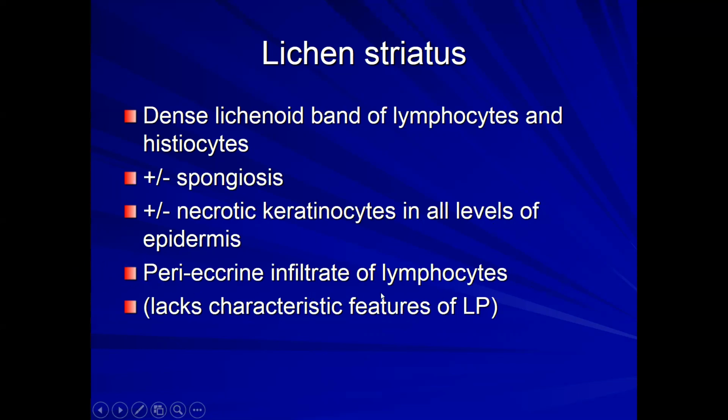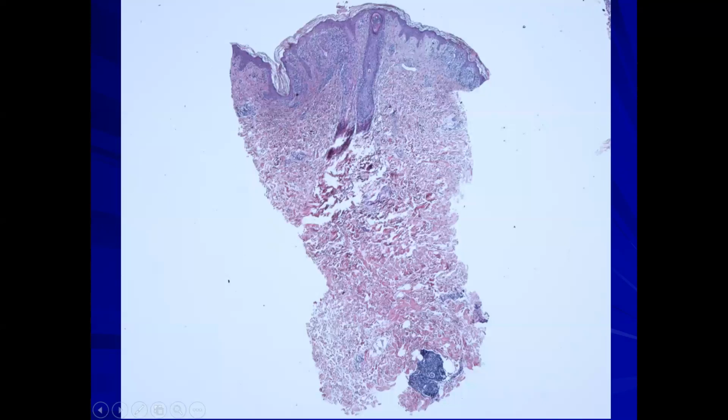Where I used to read, it was mostly private practices, and it was very rare to have a punch biopsy. But if you get a punch biopsy and you see this, then you know you're probably looking at lichen striatus. So here's an example of a beautiful punch biopsy where we have lichenoid inflammation up here, and then we have a nice, dense perieccrine lymphocytic infiltrate down here.